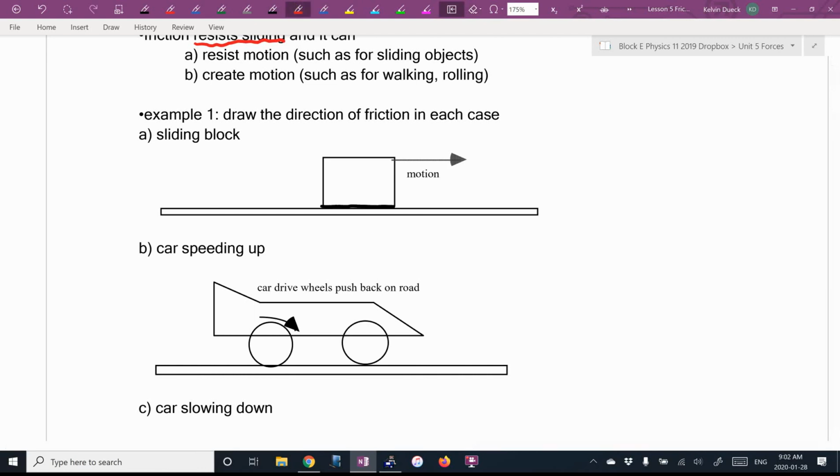So which way is friction going to be pointing? To the left or to the right, Kyla? Yep.